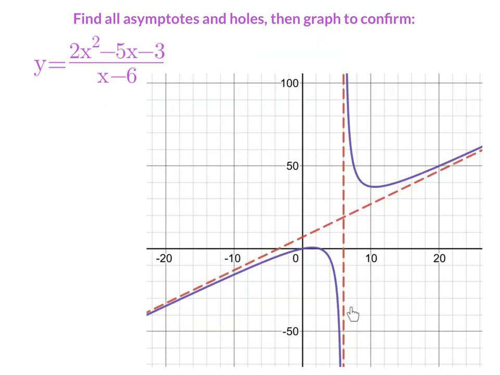And here it is. Vertical asymptote at 6. And then here's our slant asymptote, 2x plus 7. Do you see how it creates this curve going that way and that curve going that way? That happens only when you have a power that is greater by 1 than the power on the bottom.